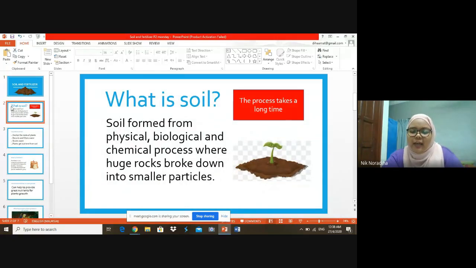If you see at your mom's garden, soil is actually formed from various processes, which are physical, chemical, and also biological processes. It happened from a big rock. It broke down into small rocks. Then it becomes soil. Soil did not just happen like that. It happened from a big rock and it broke down into small rocks.